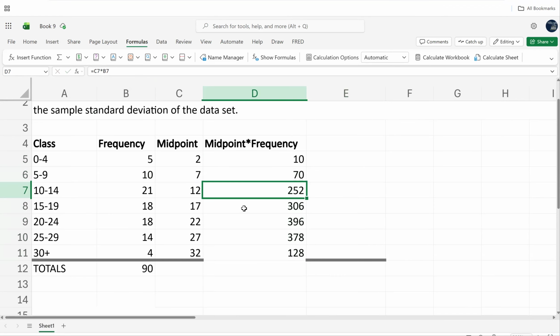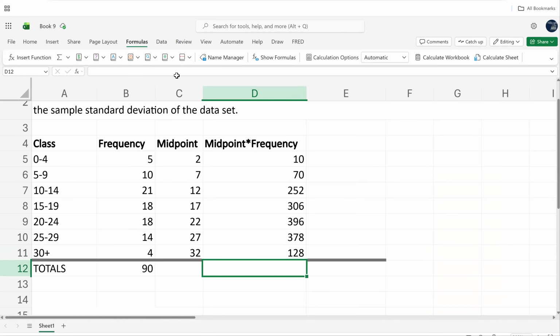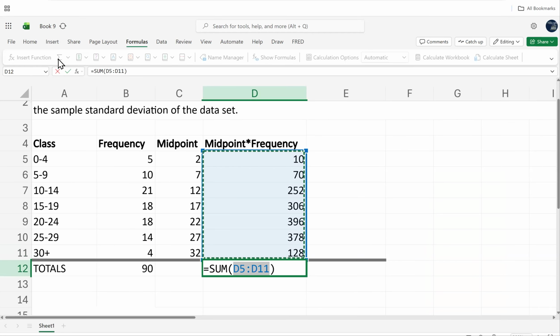So Excel knew what I was doing. It filled it in for me. It's always good to double check, but C8, B8, C9, B9. So I didn't have to type all of them in, but either way, it's fine. So those are my midpoints times the frequencies, and referring back to the formula, it does say we have to sum all of those. So we'll just use the auto sum feature again.